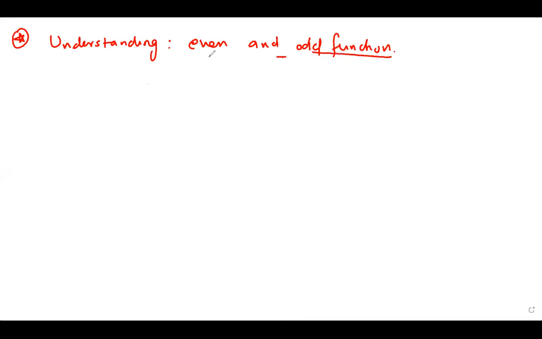All right. So firstly, understanding what exactly are even and odd functions. So the objective is going to be understanding even and odd functions. So we'll develop the understanding about even and odd functions. There are certain things that we need to firstly understand. What do you mean by even function?